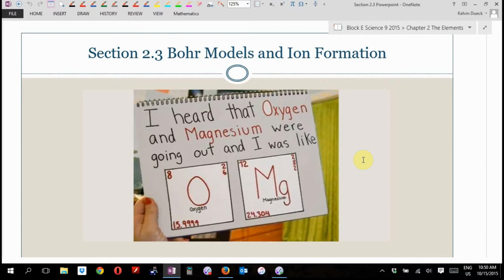I always start off with lame chemistry jokes. I heard that oxygen and magnesium were going out, and I was like, OMG. Okay, there you go.